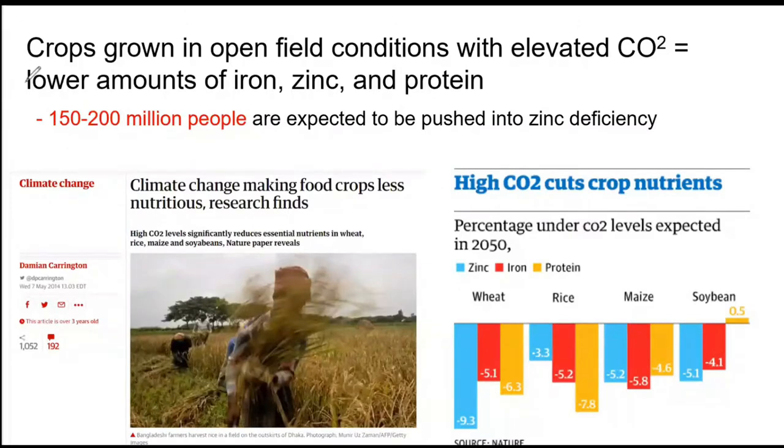As it says here, around 200 million people are going to be pushed into zinc deficiency. Several hundred millions will be pushed into anemia, protein deficiency, etc. Now, we didn't know this. So planetary health is trying to shine a light on some of these questions.